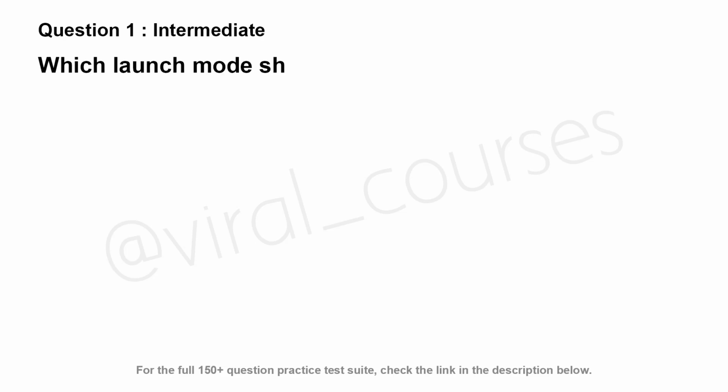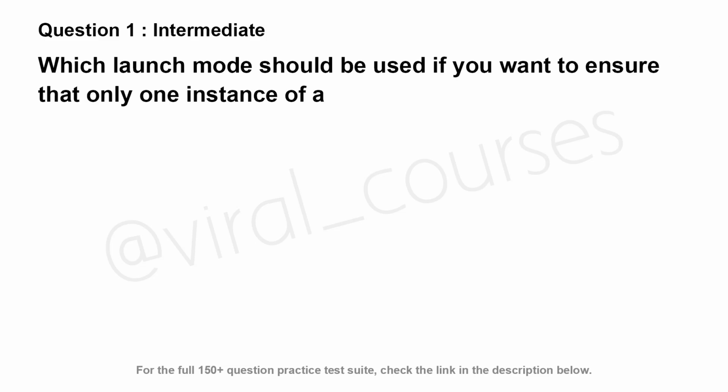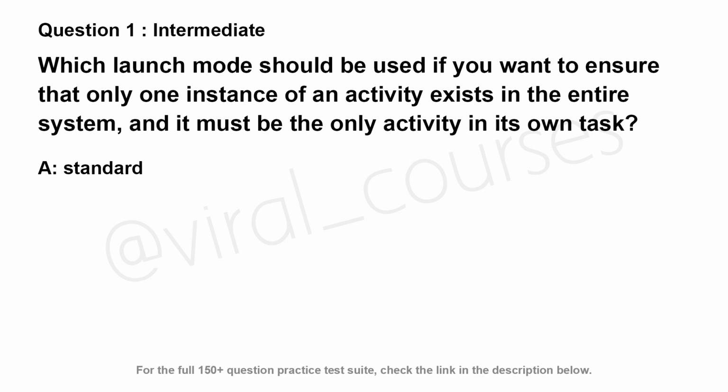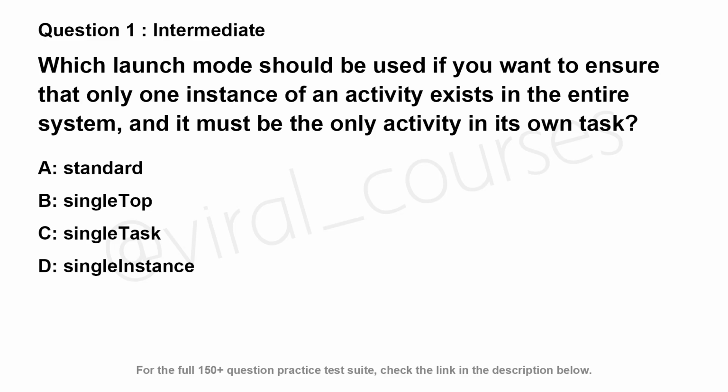Which launch mode should be used if you want to ensure that only one instance of an activity exists in the entire system, and it must be the only activity in its own task? Option A, standard. Option B, single top. Option C, single task. Option D, single instance.